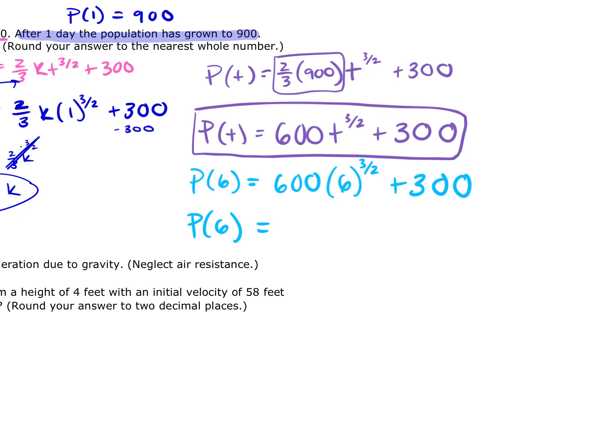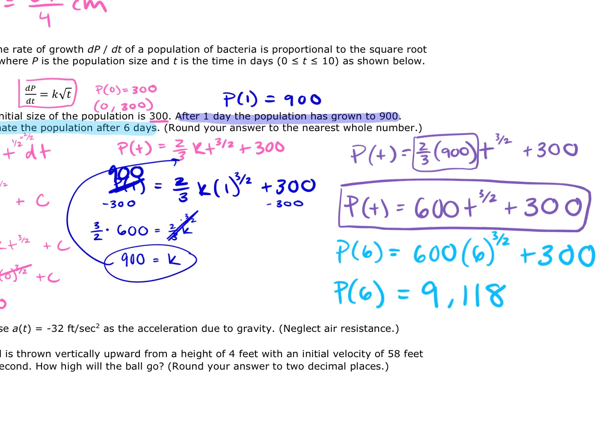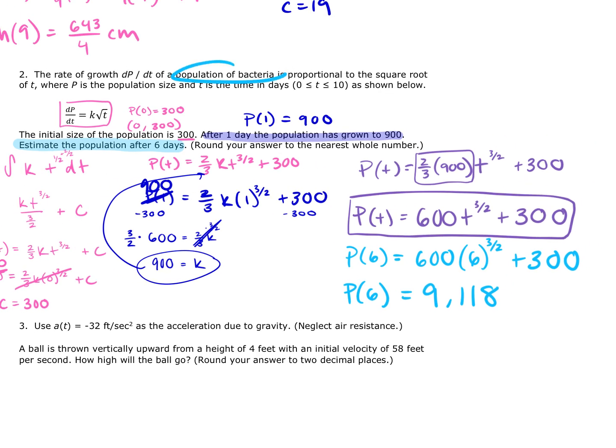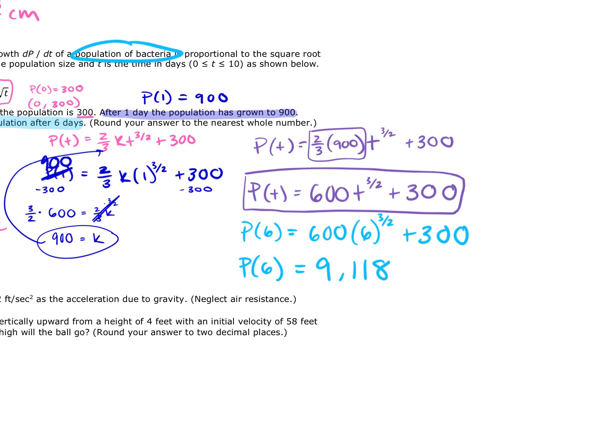So when you put it in the calculator, you should get 9,118. 9,118 what? What's this a population of? Bacteria. So we can just call it bacteria.